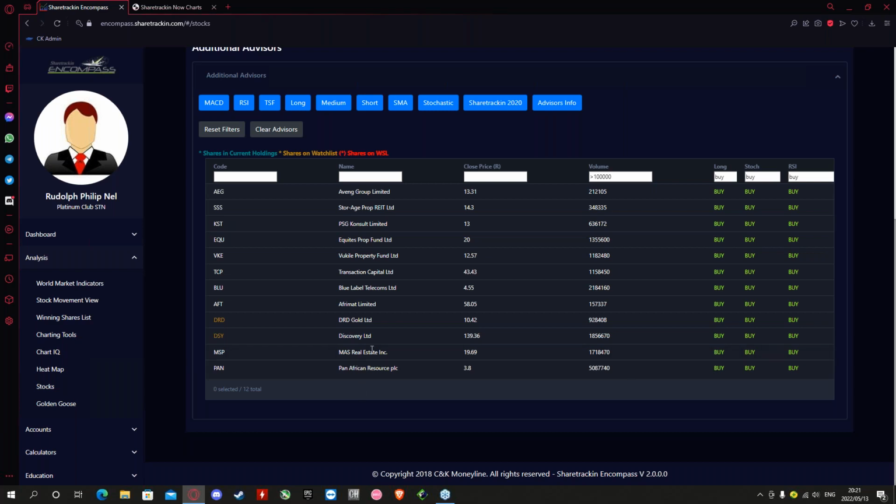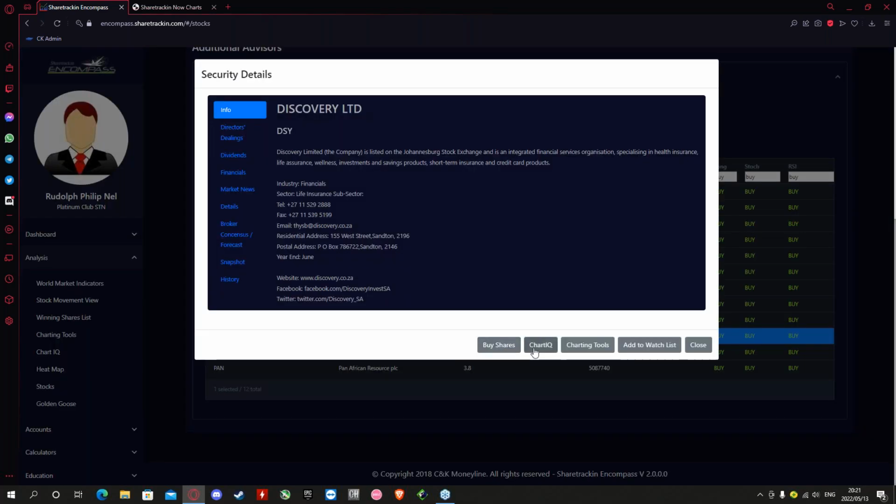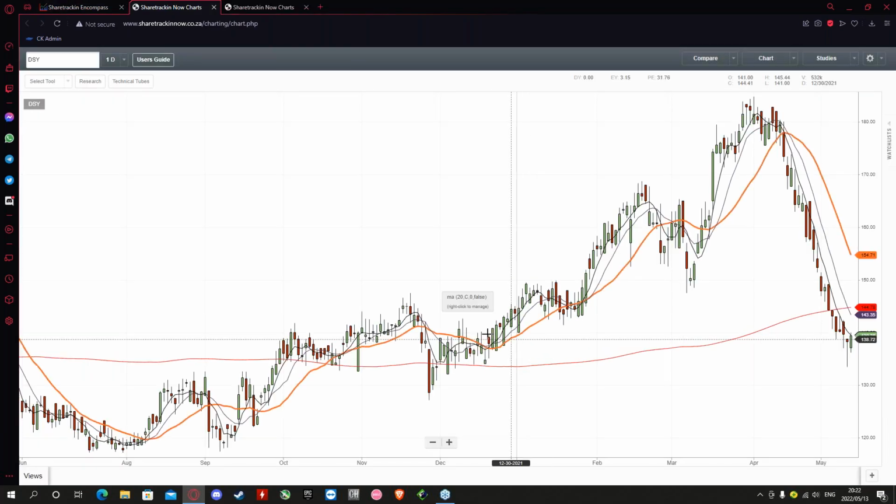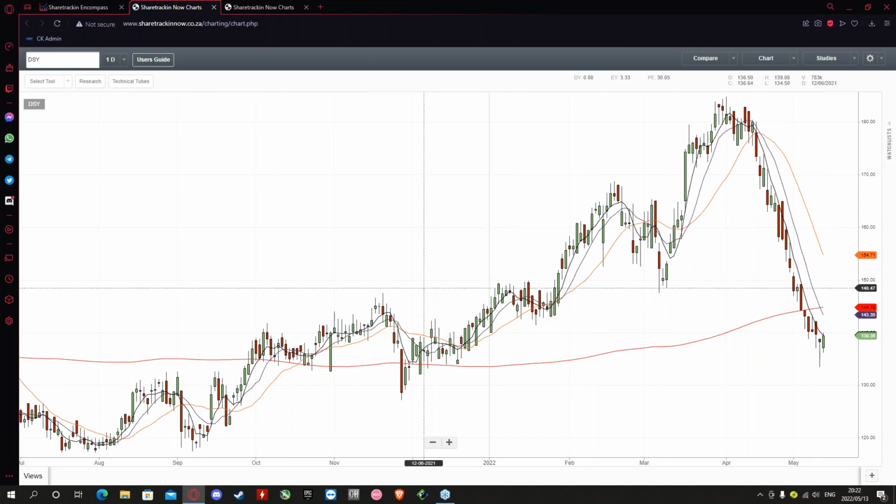First of all, you need to go and select your share. So let's say select Discovery Fins, so DSY. You're going to click on your share and click on Chart IQ. All right, so it's going to give you your charting page.